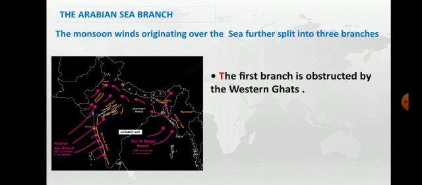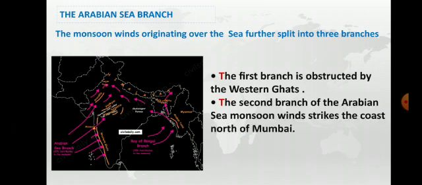After that, this wind will cross and get heated up, and the humidity in the wind is reduced. When it reaches the rain shadow area, there will be only little rainfall, that is towards the east of the Western Ghats.